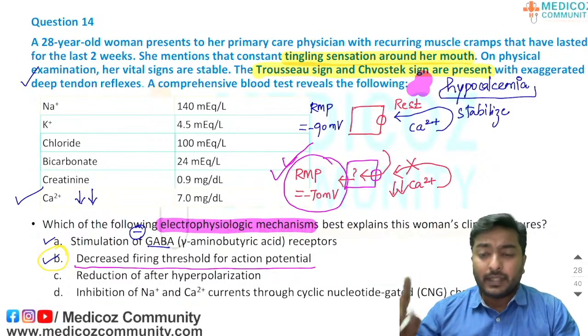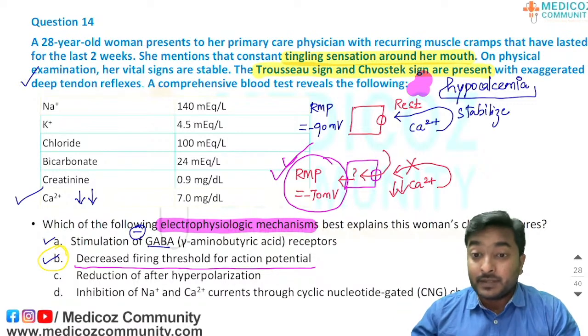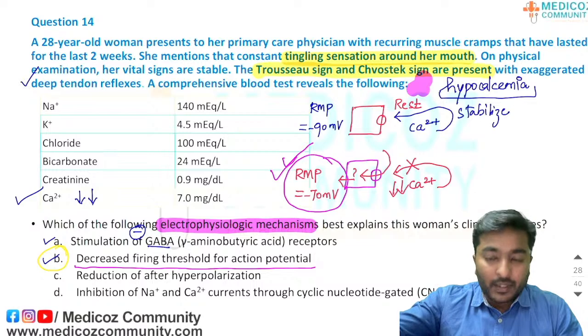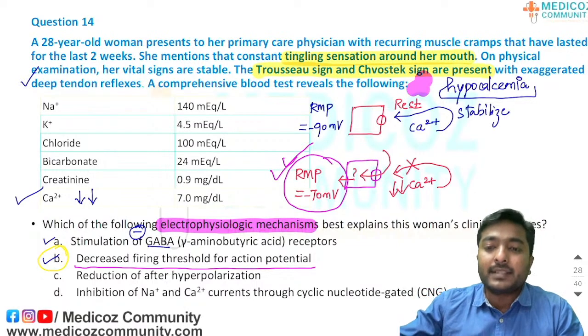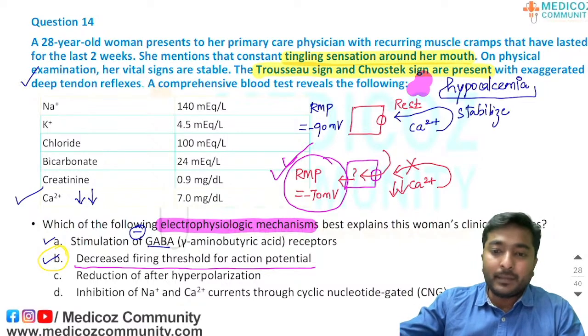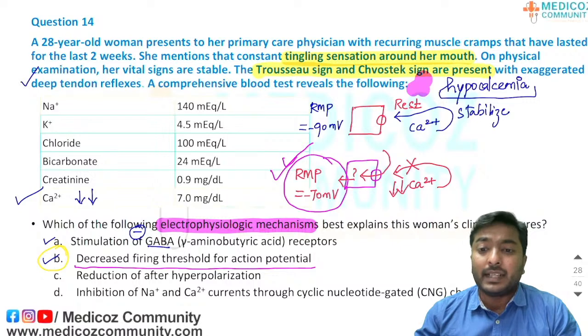So think of hypocalcemia: the resting membrane potential will shift towards the depolarized side, or the membrane gets more depolarized. So it is very easy to excite this cell, whether it is a nerve or the muscles. Okay, that is the reason behind the clinical signs of hypocalcemic patients.